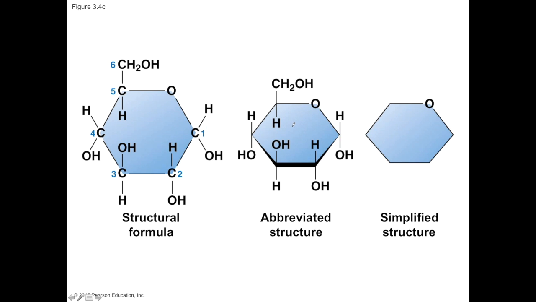This is an abbreviated structure. And then the simplified structure. Sometimes with the simplified structure, you may see something that looks like this, because technically there's a carbon here and there's a carbon here that they're not really showing. So if I were to draw this guy out, I'd probably draw him more like this, because at this point, you would only think that there's 1, 2, 3, 4, 5. Now there's the 6. So this is a more accurate simplified structure.